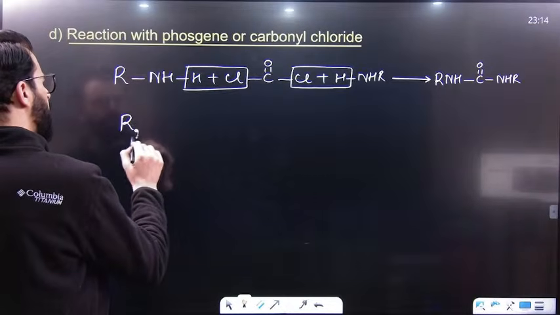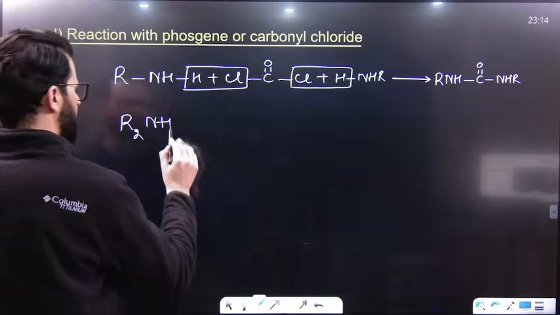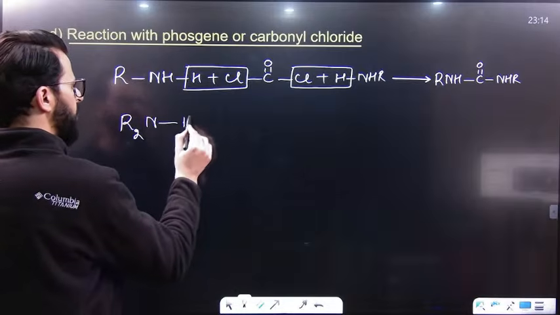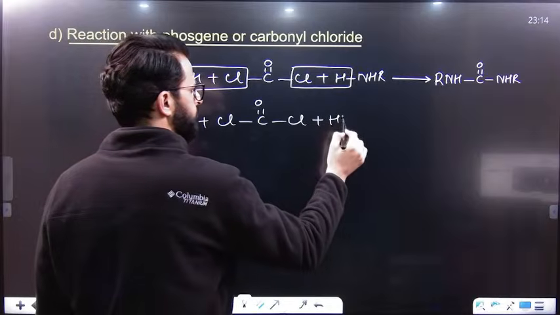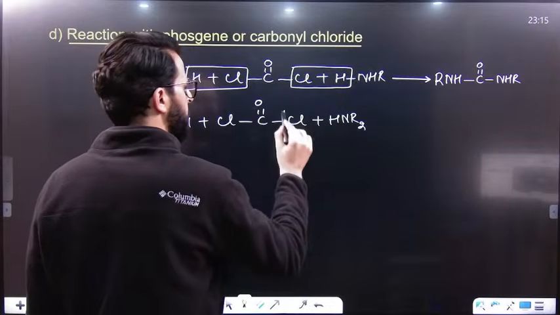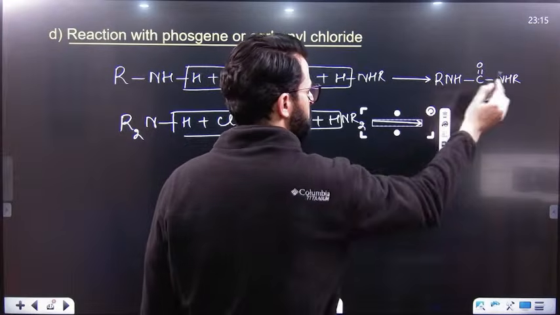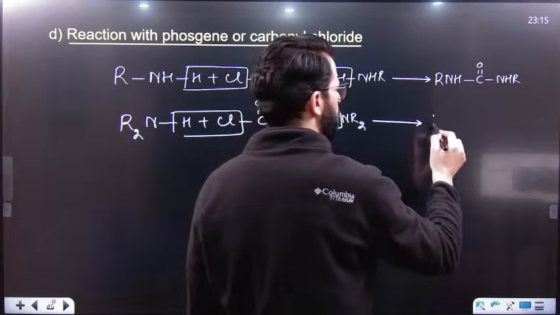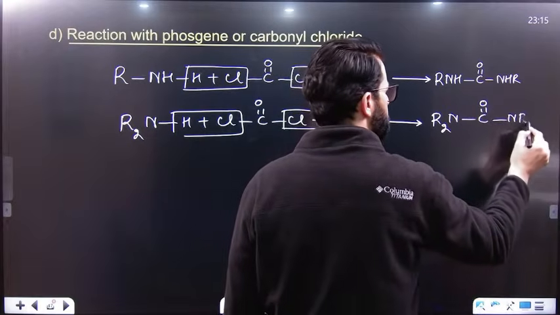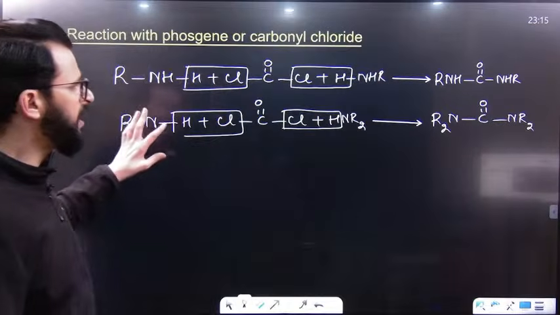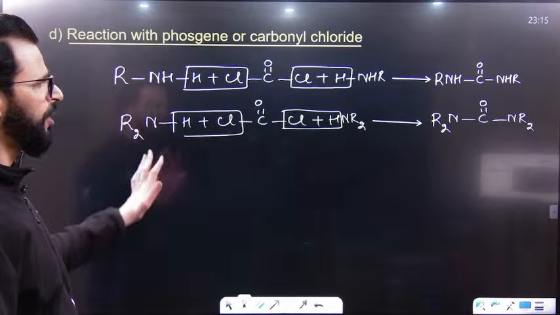Similarly, if we have a secondary amine, then what will happen? Have a look. If we have a secondary amine, phosgene or carbonyl chloride reacts in a similar manner. HCl will be lost. Now, what will be the product? This was dialkyl, your di-substituted urea. Now we will get symmetrical tetraalkyl urea or tetra-substituted urea. Tertiary amine cannot react with phosgene like this because tertiary amine does not have any acidic hydrogen. I hope this is clear to you.